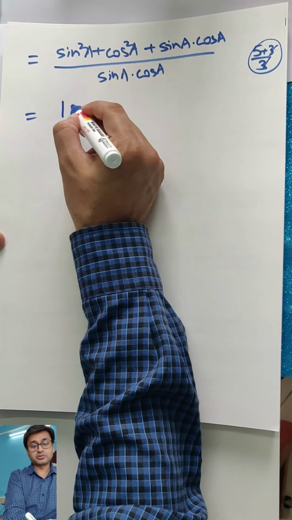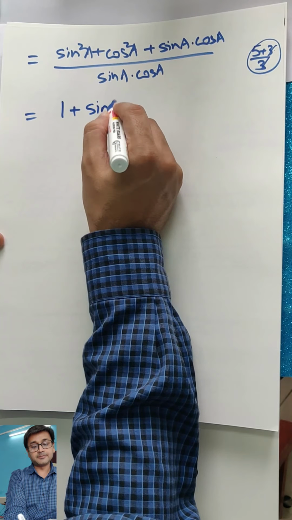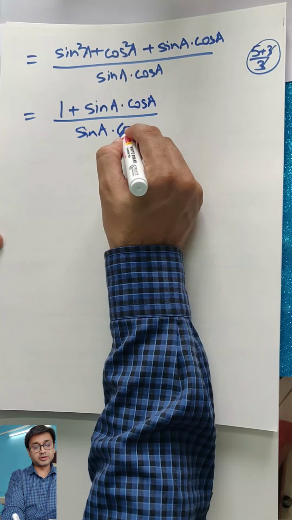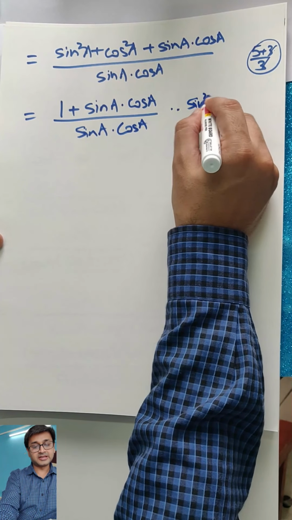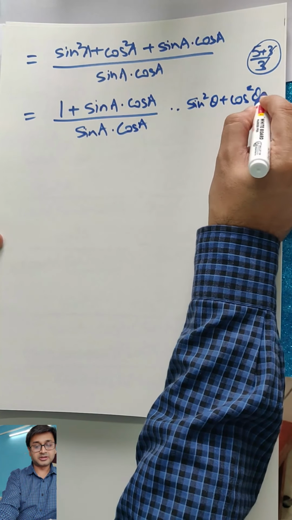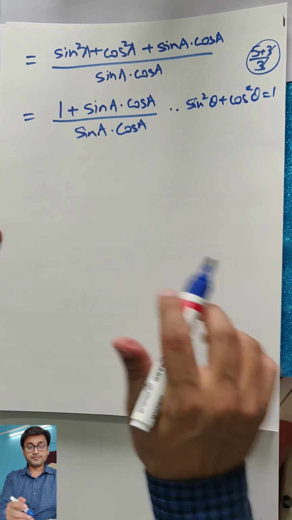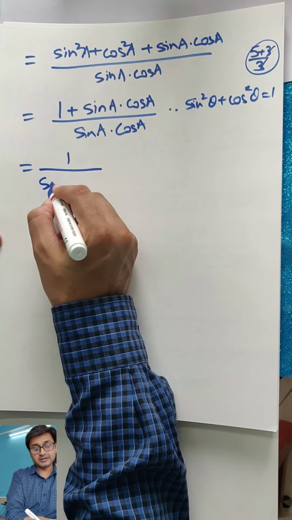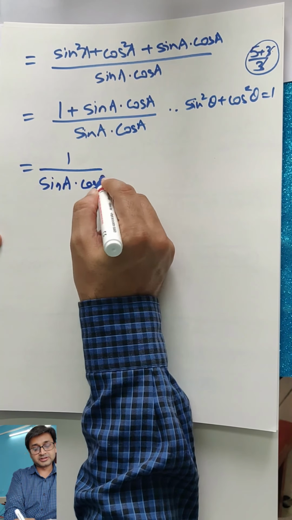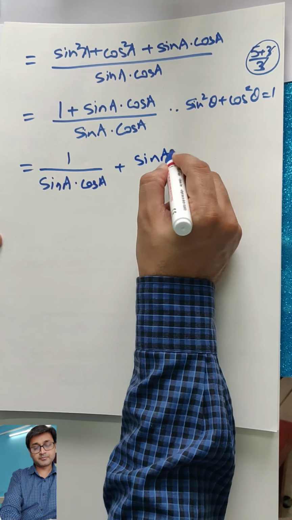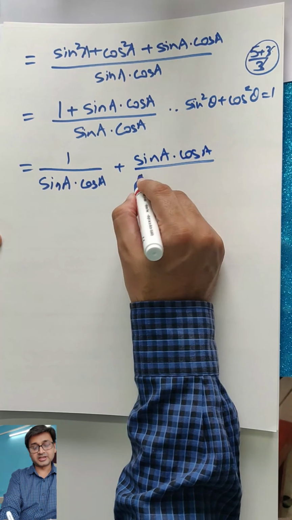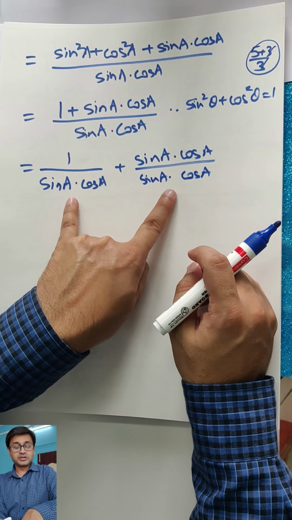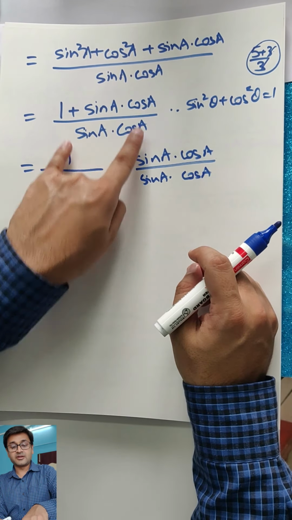So sin square plus cos square is 1, plus sin A into cos A, upon sin A into cos A, and write your reason: sin square theta plus cos square theta equals to 1. Don't forget, okay? Finally split the reverse LCM. So 1 upon sin A into cos A plus sin A into cos A upon sin A into cos A. See, when you take the LCM of these two, denominator is same, numerator adds. This time you are going reverse.